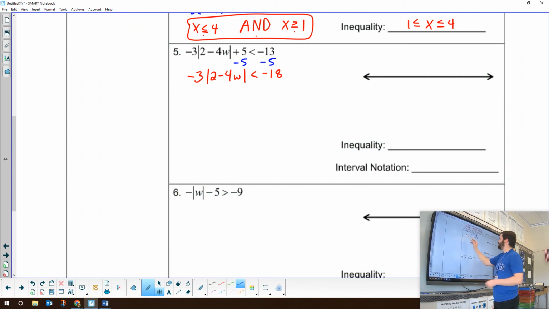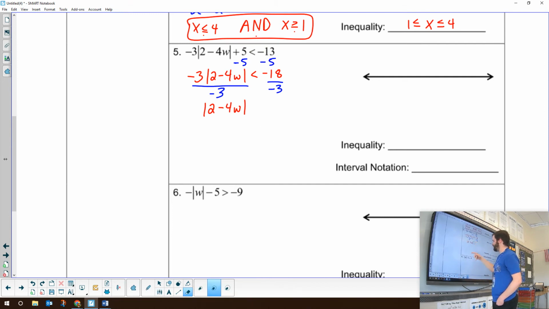And then I'm going to divide both sides by negative 3. Okay, and I'm going to be left with 2 minus 4w is greater than, oops, I almost messed up there. It's going to be greater than positive 6. And notice how I flipped the sign whenever I divided both sides by a negative.